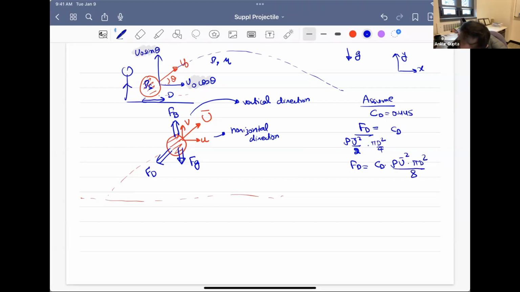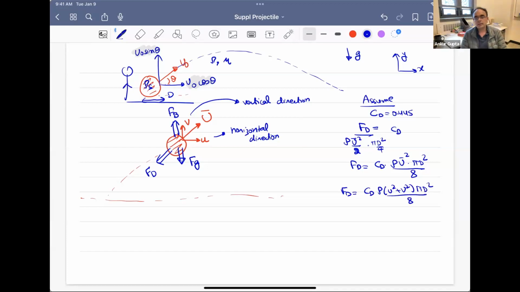Note that this is based on the magnitude of the velocity, but here there are two components, and that's why you have to be a bit careful. So u bar square, if I write it in terms of components, I can also say CD times rho times u square plus v square, times pi d square by 8.